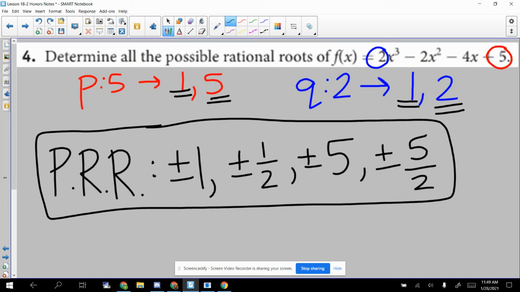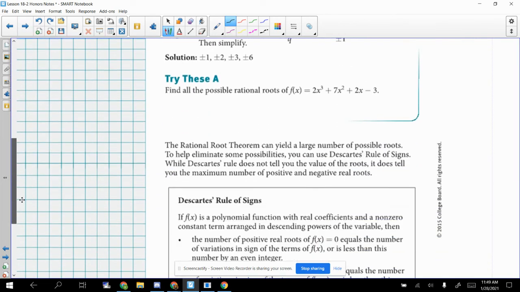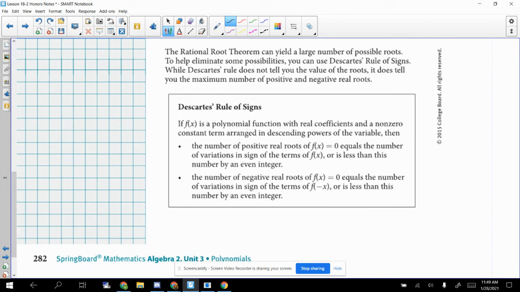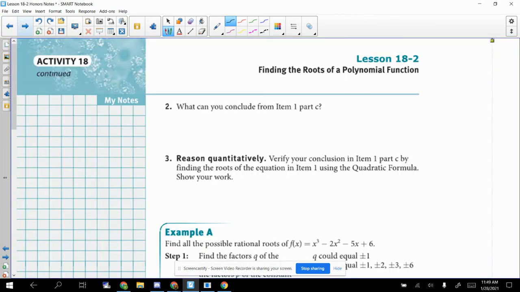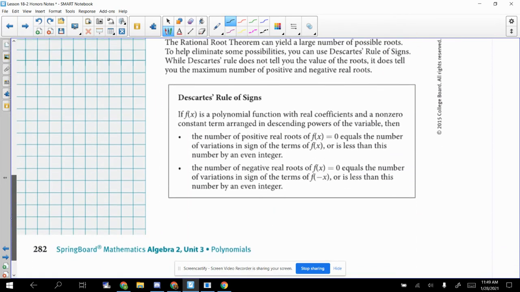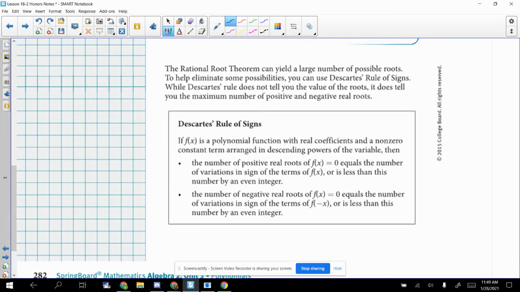Okay, so now let's go back to page 282. And it says here, the rational root theorem can yield a large number of possible rational roots. As we just saw, even in just this example, there were 8 possible rational roots. Okay. So that's a large number of possible roots. To help eliminate some possibilities, you can use Descartes' rule of signs. While Descartes' rule does not tell you the value of the roots, it does tell you the maximum number of positive and negative real roots. So since we have all those plus or minus signs, it'll start to narrow down, okay, how many positive ones can we have and how many negative real roots can we have?